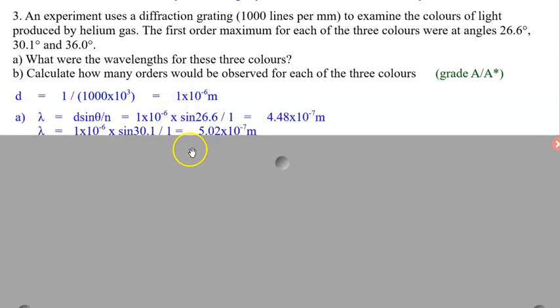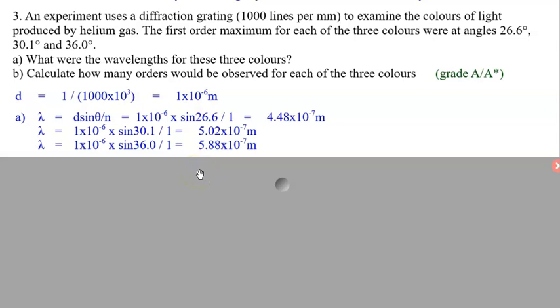Once we have D, then we should be able to calculate the lambda for each of these 3 thetas. So make lambda the subject already. In this case, D sine theta over n. So we've got D, 1 times 10 to the minus 6, multiplied by sine of 26.6, divided by n equals 1. So this often causes confusion. People think, well, what is the order? Which one are we talking about? All it really means is if n is 1, it's the first dot on the left or the right hand side. If n is 2, it's the second dot on either side. If n is 3, it's the third dot, and so on.